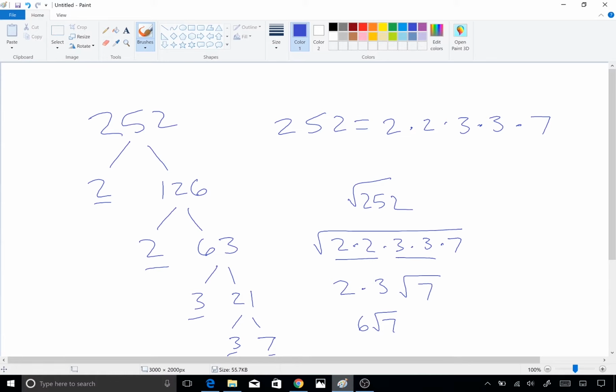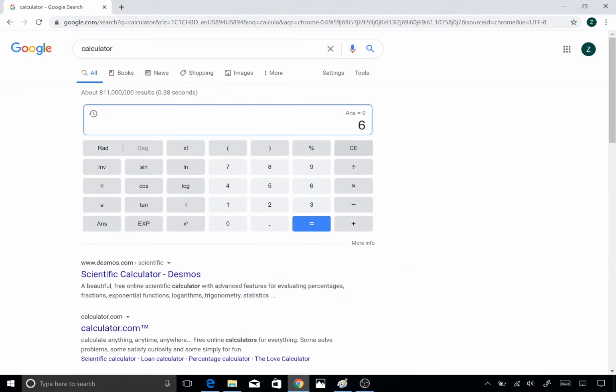And you can check on a calculator that 6 times the square root of 7 is the same as the square root of 252.